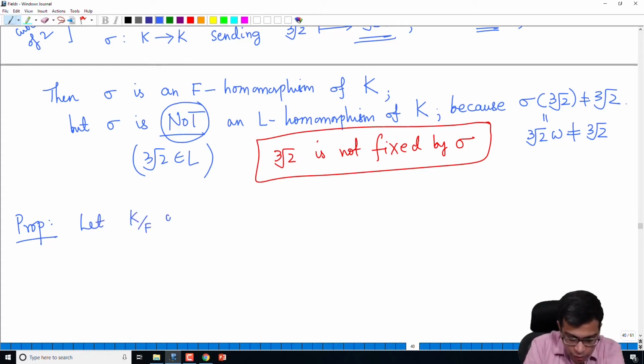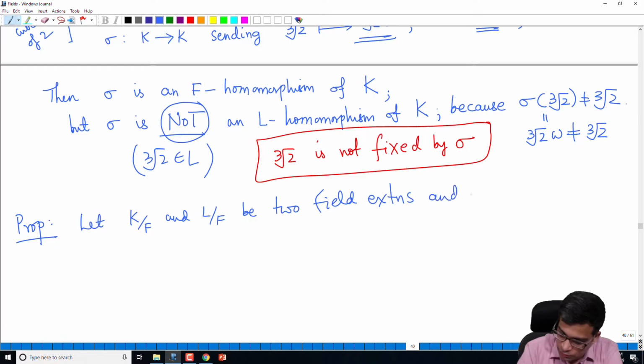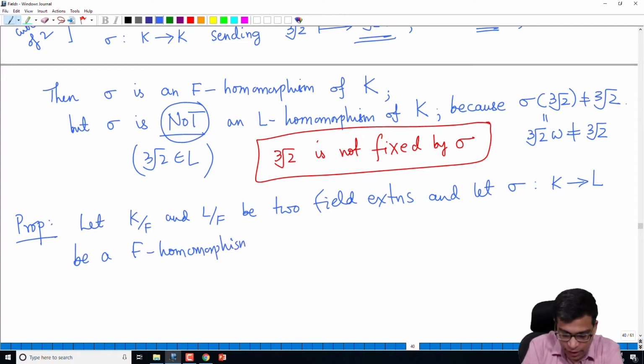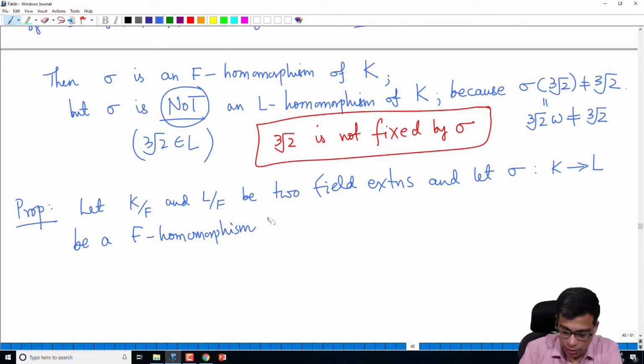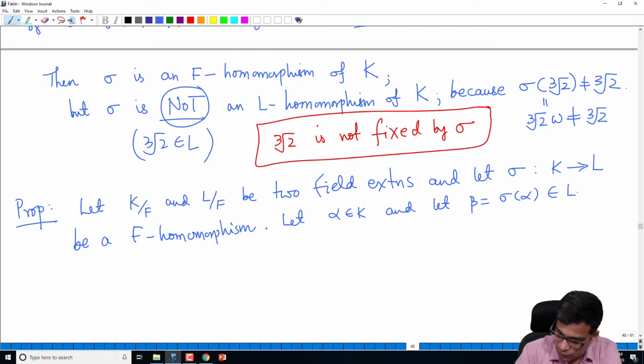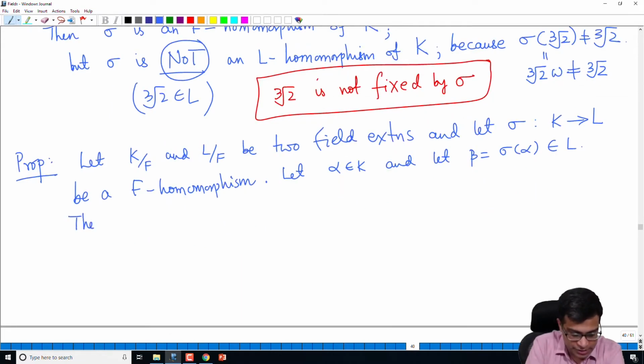Let K over F and L over F be two field extensions, and let sigma from K to L be a field, or rather F homomorphism. So in particular it is a homomorphism of fields which fixes every element of F. Then let alpha be in K and let beta be equal to sigma alpha. This is of course in L. Then the proposition says the irreducible polynomials.